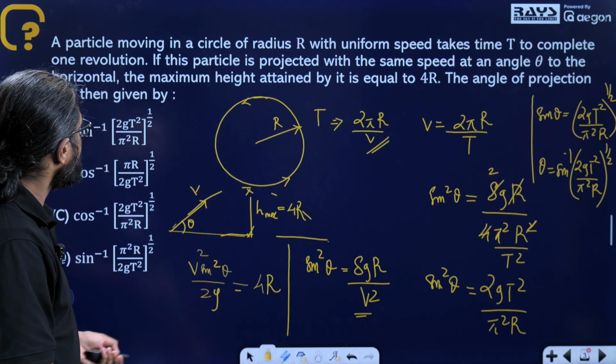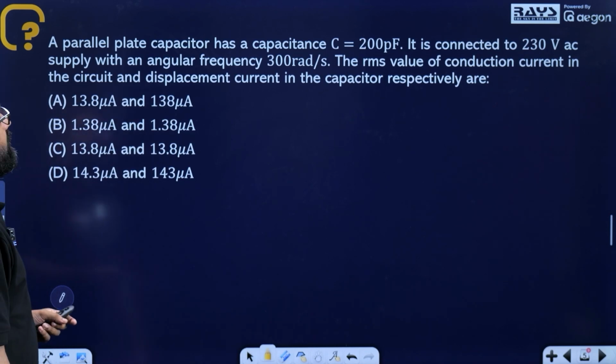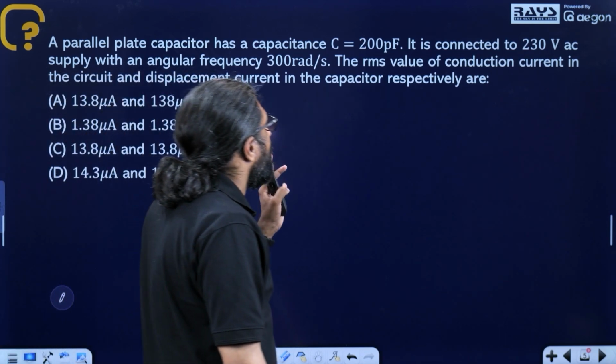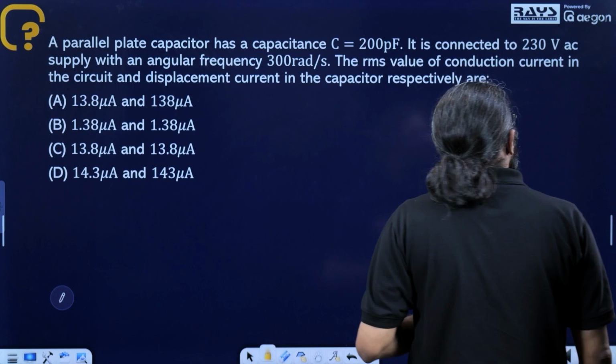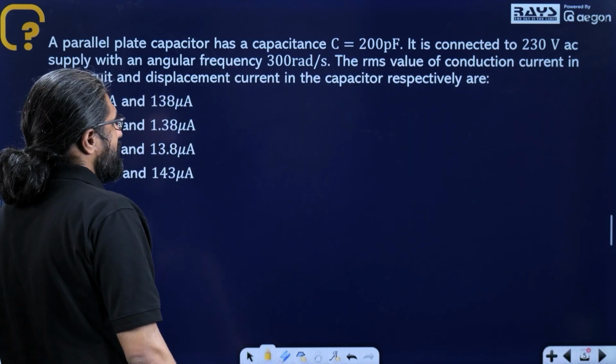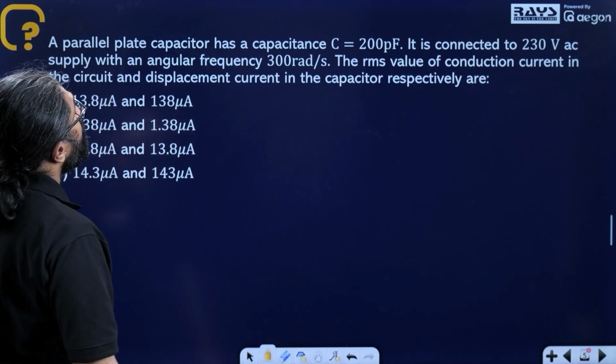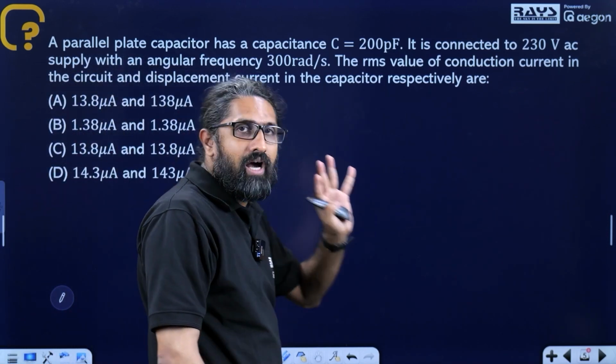Right? Now, next one. A parallel plate capacitor has a capacitance of C is equal to 200 picofarad. It is connected to 230 volt AC supply with an angular frequency of 300 radian per second. The RMS value of conduction current in the circuit and the displacement current in the capacitor respectively are.